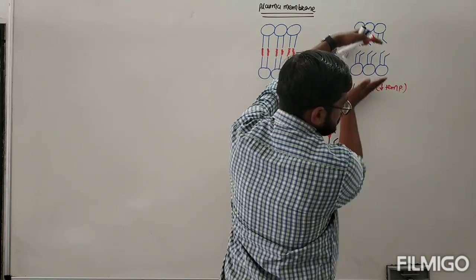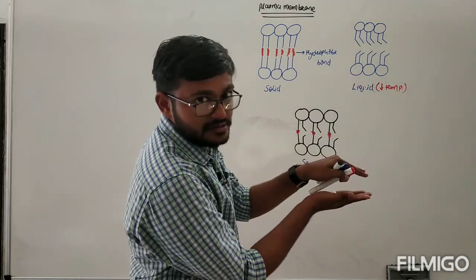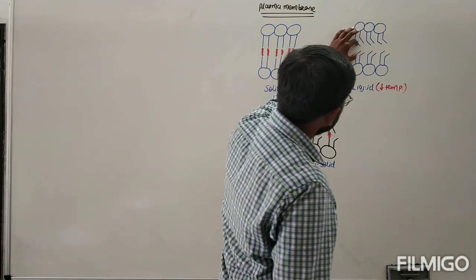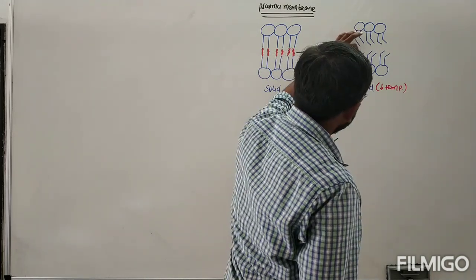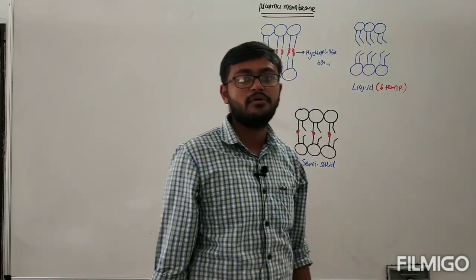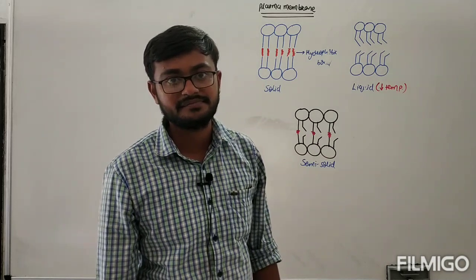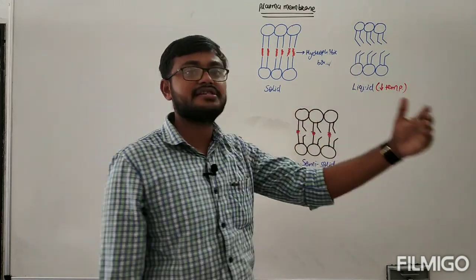Due to the low temperature, shrinking takes place. Due to the shrinking, the unsaturated fatty acids come near to each other, and as they come near to each other, they form a bond over here. The bond formation takes place, so this liquid condition converts into a solid.